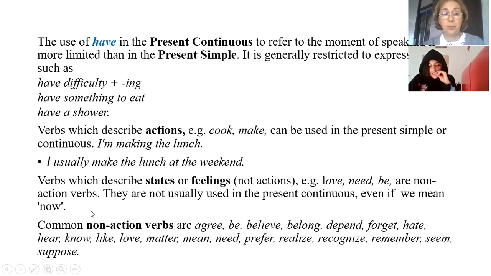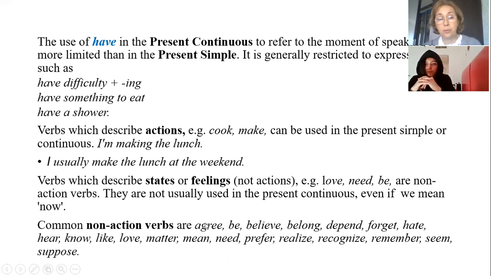But there are some verbs which describe states or feelings, not actions. For example, love, need, be. They are non-action verbs and they are not usually used in the present continuous tense, even if we mean now, at the moment. Here are some examples of common non-action verbs. They are agree, be, believe, belong, depend, forget, hate, hear, know, like, love, matter, mean, need, prefer, realize, recognize, remember, seem, suppose.